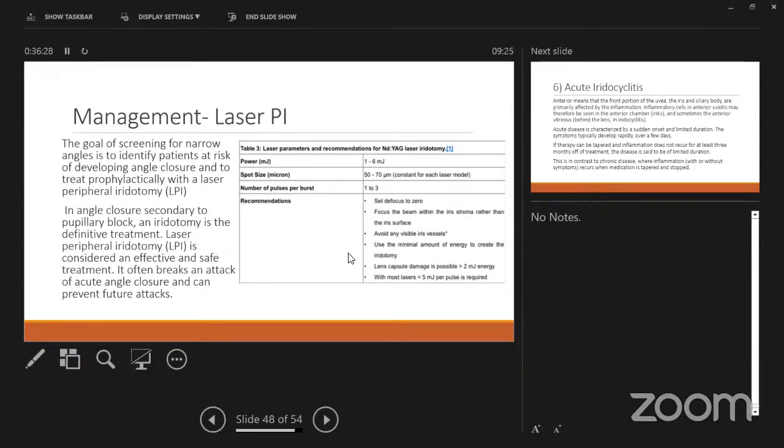It is performed with standard frequency Nd:YAG laser, which is 1064 nanometers. And with the help of Abraham lens, we can puncture the iris at its thinnest point, that is at the crypt, generally in the superior half of the iris, in the superior half of the angle at 10 o'clock or 2 o'clock. And the end point is when we hit the crypt, there is a sudden gush of the aqueous and the iris diaphragm moves back. So that is a sign that PI is complete. Generally, power used is 1 to 6 millijoules, spot size 50 to 70 microns, number of pulses or burst 1 to 3. And this is the technique of performing.